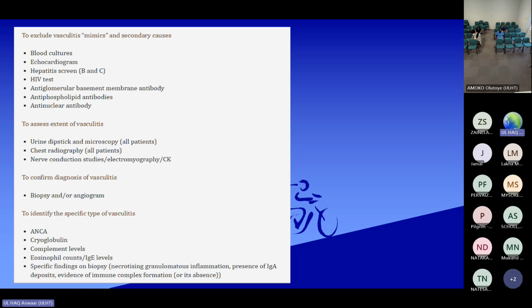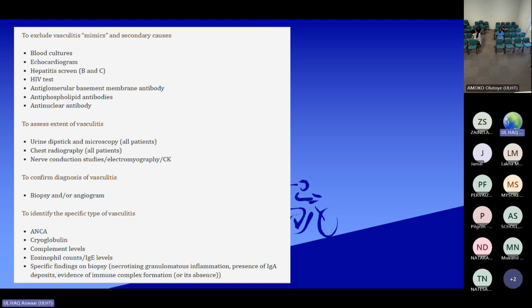Then the next step is to assess the extent of vasculitis. Urine dipstick should be done in every patient. Microscopy should be done in every patient. The main aim is to see if the patient is losing protein, or has microscopic hematuria. A chest radiograph should be done in all patients as a baseline, as well as for worsening of the condition.